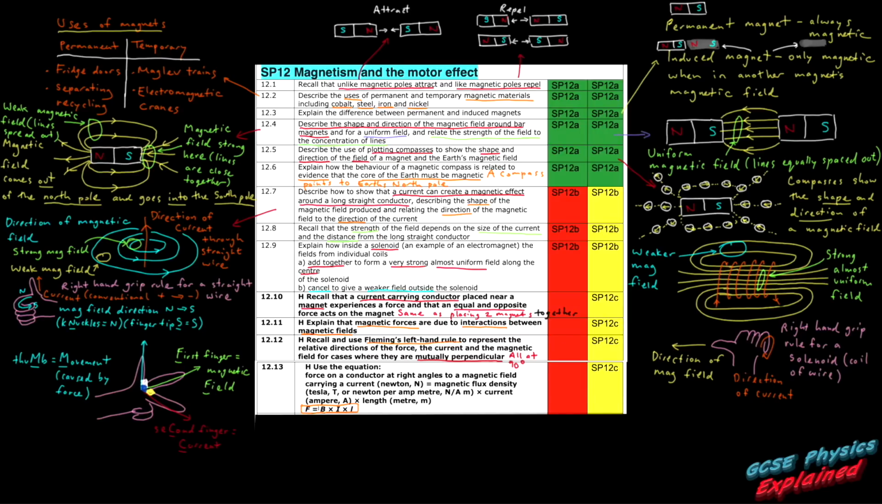Use the equation F equals BIL. So that's the force on a conductor at right angles will equal the magnetic flux density times the current times the length. So if it is on your exam, they'll just give you the equation and the numbers and you just pop them in.